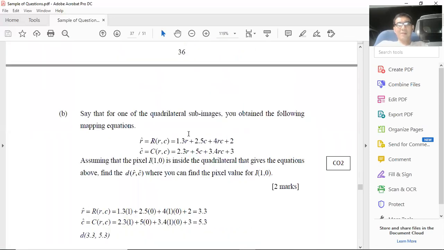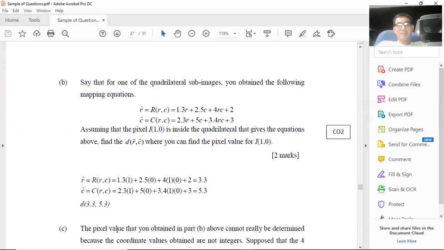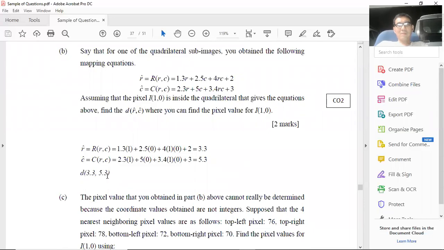Okay, it says that now you have, for one of the quadrilateral subimage, you obtain the following mapping equation. So now you are required to look for this I10. So your R is 1, C0. So you put your R1, C0. Then you get your output as R prime 3.3 and C prime 5.3. You notice that the answer is non-integer. Therefore you need to perform grey level interpolation.